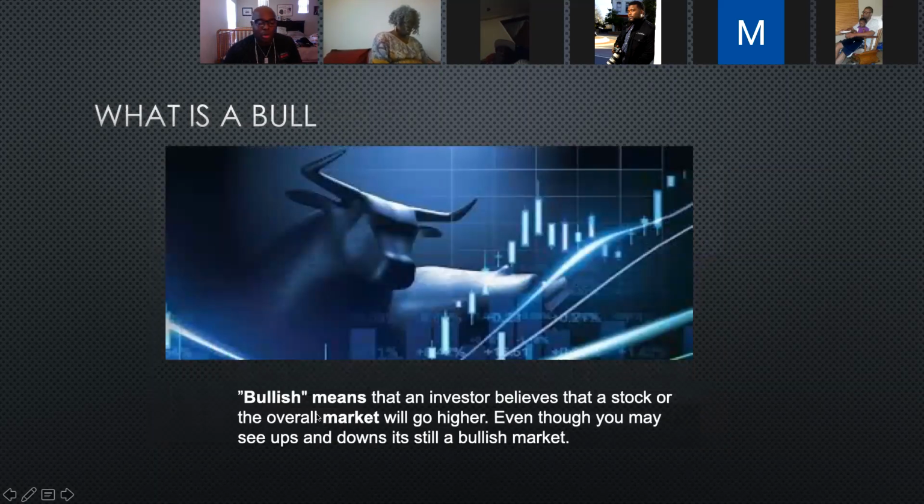So what is a bull? Bullish means that an investor believes that a stock or the overall market will go higher. So basically what we're looking at is a trend and saying, okay, this is going in an upward pattern. So I'm going to look at the daily pattern to see what's going on. Or I even go as far as looking out to the week, to see how this thing has been trending over time. So I'll probably scroll back maybe 2 or 3 weeks to see what it looked like.